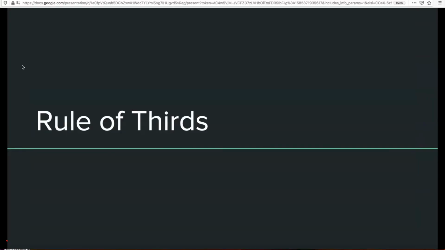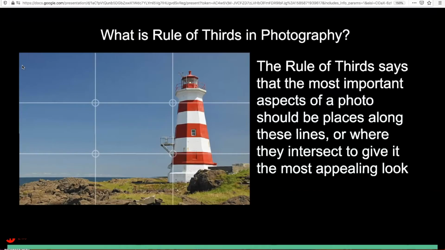Now, you're going to be learning about 2 composition types this week. And then as the weeks progress, you'll be learning more and more. This week, we're just learning about 2 of them. One is called the rule of thirds. This is a pretty simple one to think about.